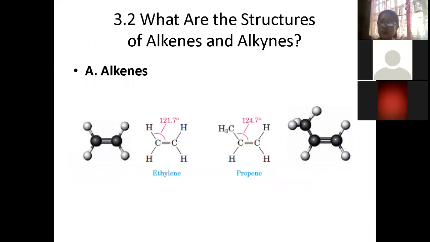So what is the structure of an alkene? Here it is the alkene. This is the ethylene. Ethylene has that double bond. That double bond with your hydrogen has an angle of 121.7 degrees. While for propene, it has an angle of 124.7.